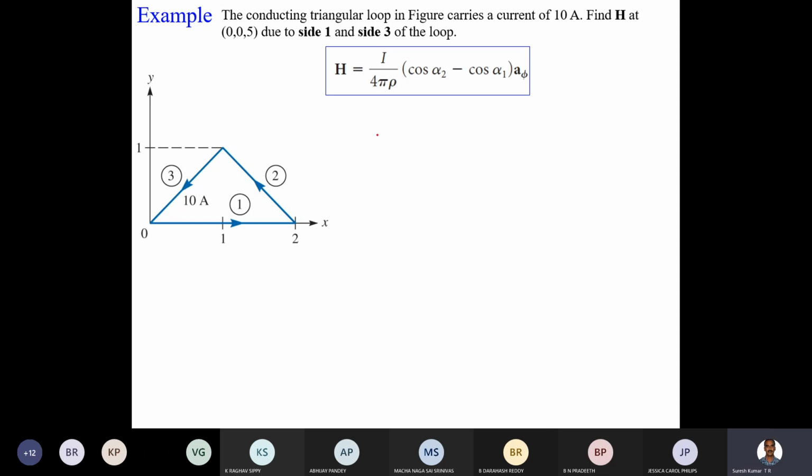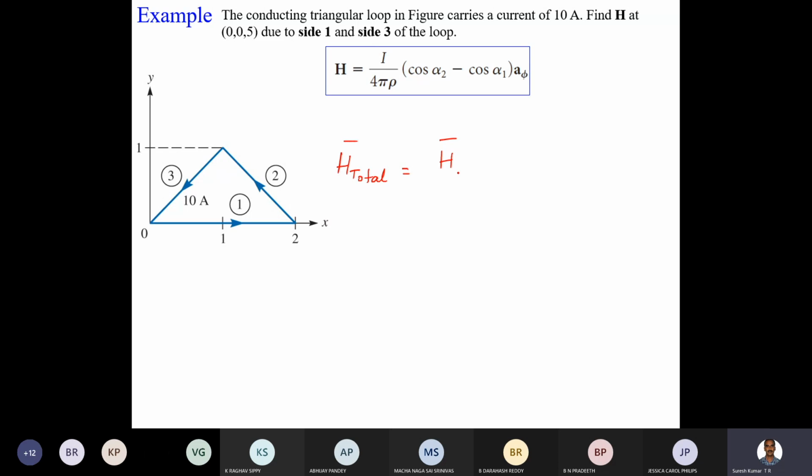Consider a conducting triangular loop shown in this picture that carries a current of 10 ampere. You can see it's a triangular loop. The direction of current flow is represented with the arrow mark, so the current is flowing in the counterclockwise direction. In the exam, if you are asked to calculate the total magnetic field produced by this loop, then you need to decompose this into a simple problem.